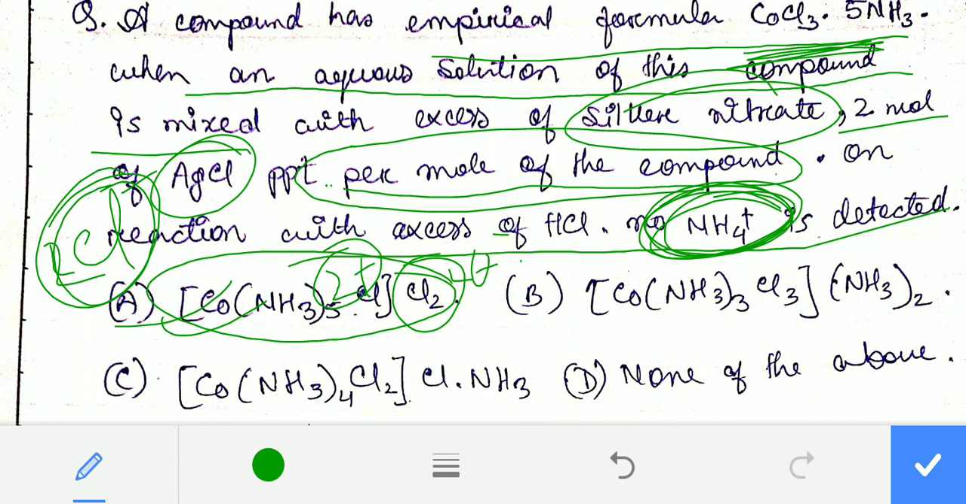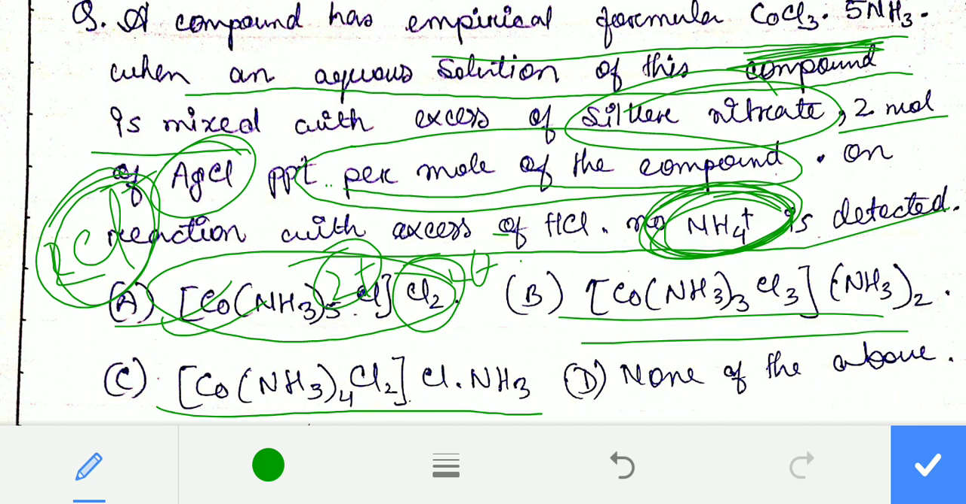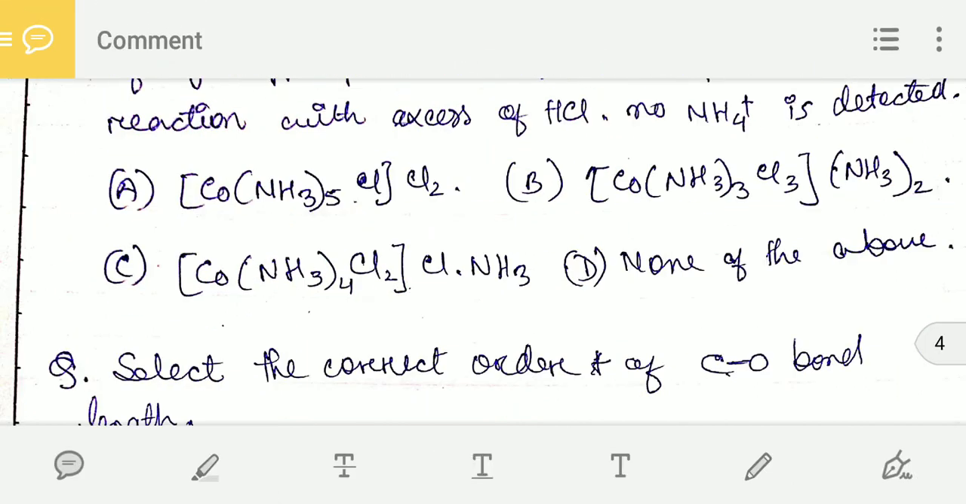Now if you check the rest of the options, you will not get 2Cl minus ionized out, because only one Cl present outside will be ionized out, and here also no Cl is present as given in the option. NH4 plus is not detected, so option A will be the right option for this question.